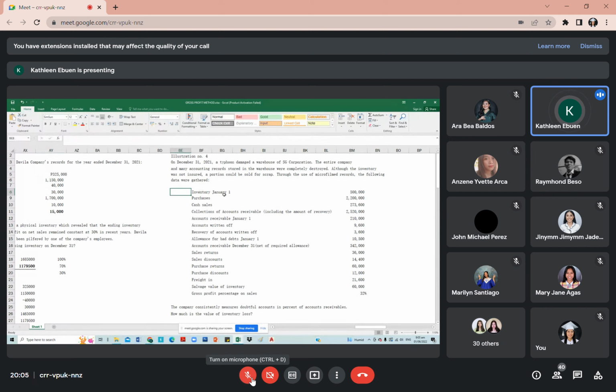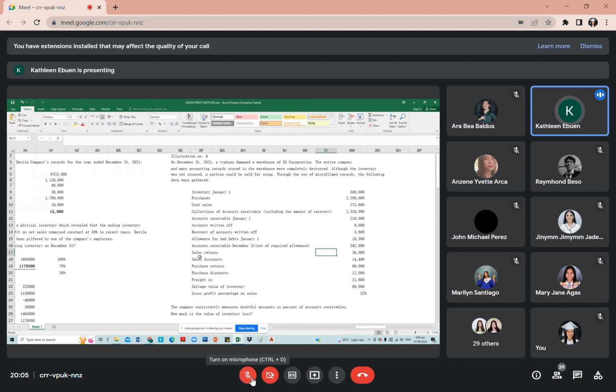So we have the inventory for January 1. So ito po yung beginning, 500,000. We have the purchases. We have the cash sales. We have the collections of accounts receivable, including the amount of recovery, 2,520,000. We have the accounts receivable for January 1, 210,000. Accounts written off, 9,600. Recovery of accounts written off, 3,600,000. We have the allowance for bad debts, January 1, 10,500. Accounts receivable, December 31, net of required allowance, 342,000.